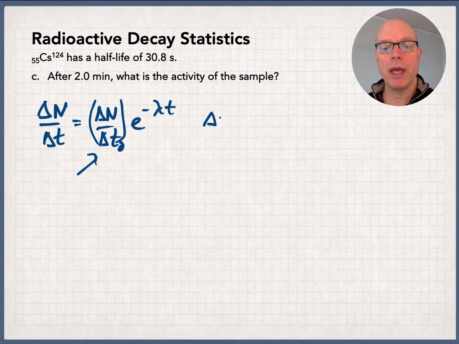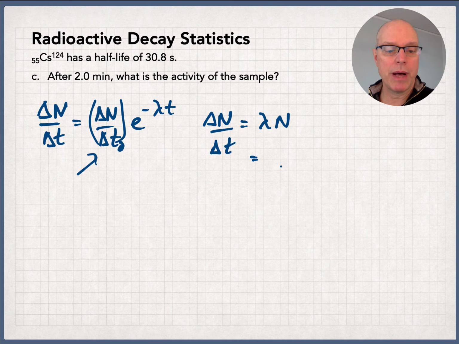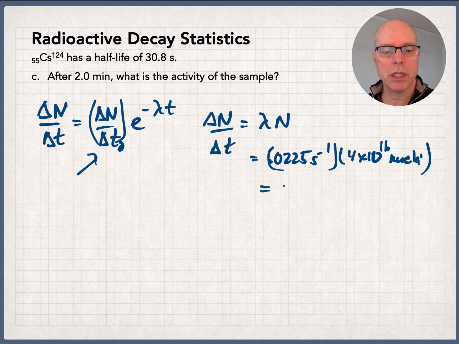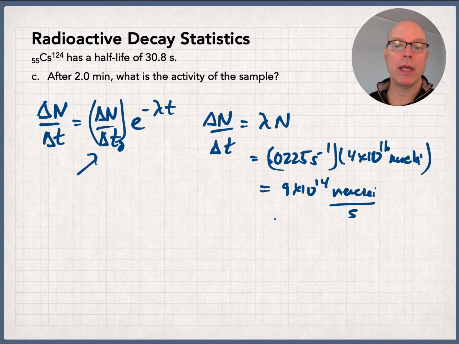So I know that delta N over delta T when time begins is equal to lambda times N. So I'm just going to go ahead and pop those in. That's going to be lambda was 0.0225 seconds to the minus 1. N was 4 times 10 to the 16 nuclei. And we get 9 times 10 to the 14 nuclei per second was the decay rate at the very beginning.